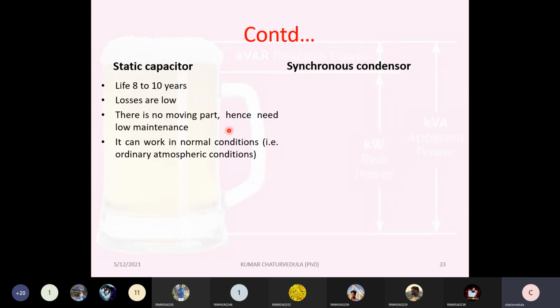Static capacitors can work under normal conditions. They are lightweight and do not require a foundation for installation. But synchronous condensers are heavy because they are synchronous motors, so they require a foundation. You might have seen in our labs that our motors are placed at a height on a cement foundation. That foundation is required for placement of the machine, whereas in the case of static capacitors, such a foundation is not required.